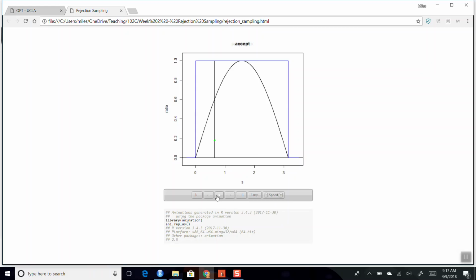Let me just keep playing that. This is just how it runs. It's proposing values between 0 and pi with equal probability, but whether it accepts or rejects that value depends on how tall the PDF is at that spot. What ends up happening is that the resulting sample of accepted values will follow the PDF that we desire. Does this animation make sense and help see what's going on?